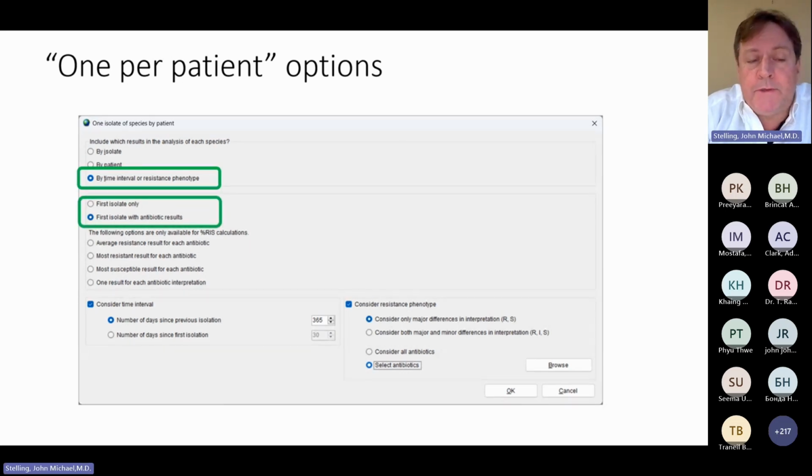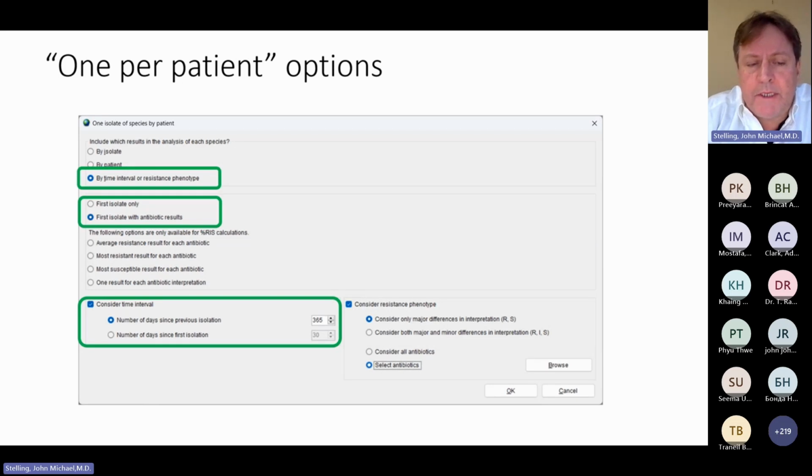You then see those 2 options, first isolate only, not considering the antibiotic results. And the second, first isolate only with antibiotic results. So if they have an Escherichia coli that was not susceptibility tested, it would be analyzed in the first option, first isolate only, but it would be excluded in the second option, which requires at least 1 antibiotic to be tested.